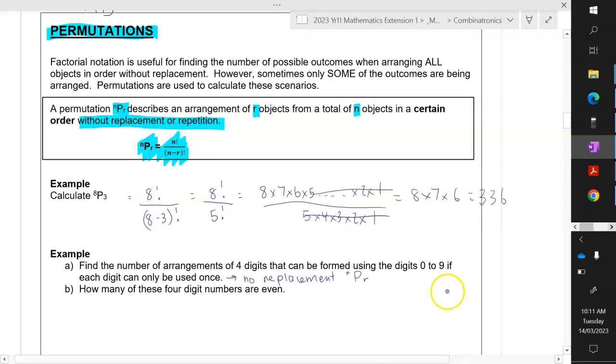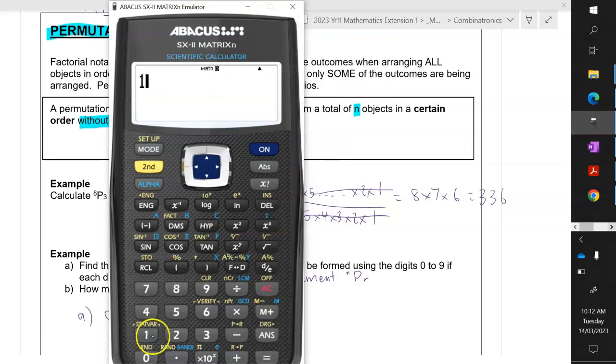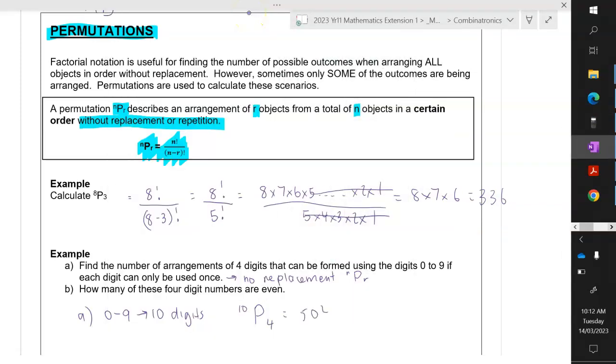So I've got 10 digits. So 0 to 9 gives me 10 digits. And I want to find the arrangement of 4. So the arrangement of 4 objects that are chosen from my 10 digits without any repetition is going to be 10P4. So if I pop that in my calculator, 10P4, I'm going to get 5,040. So there's 5,040 possible arrangements of 4-digit numbers from 0 through to 9.